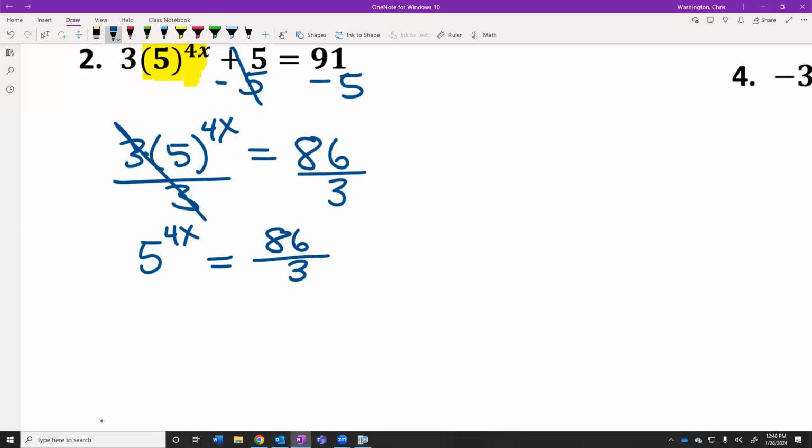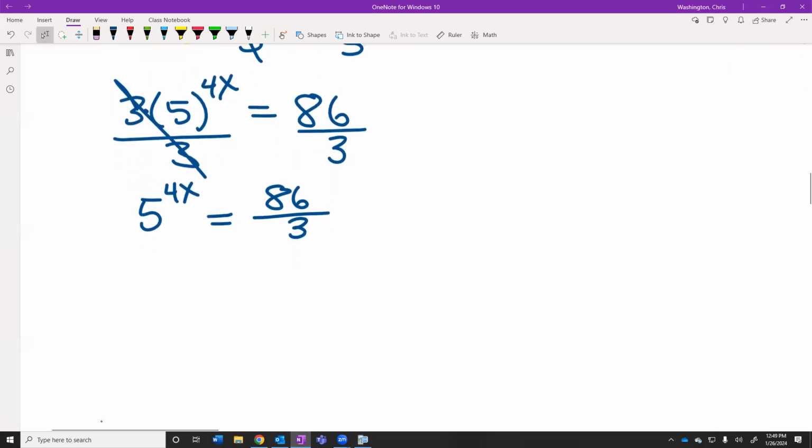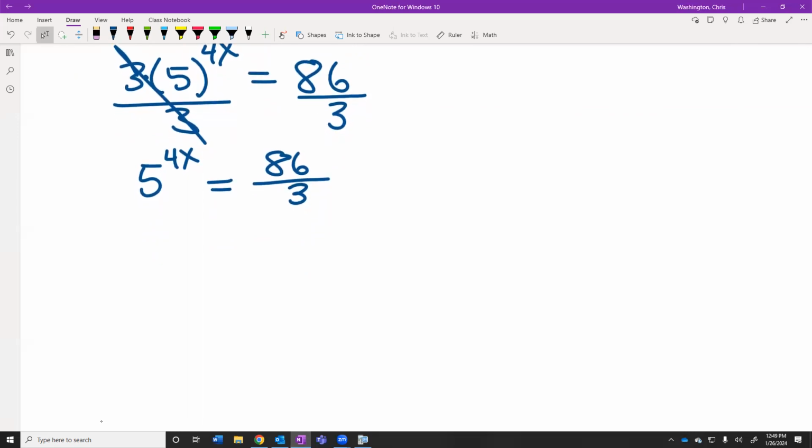And that's equal to some number, whatever 86 over 3 is. If I were to type 86 over 3 in the calculator, I would likely have to round, so I'm not going to type it in the calculator yet. I will try to wait till the very end. We can rewrite this as a logarithm.